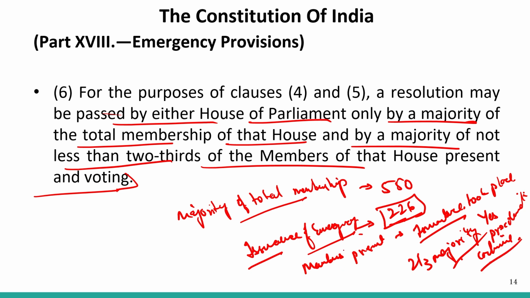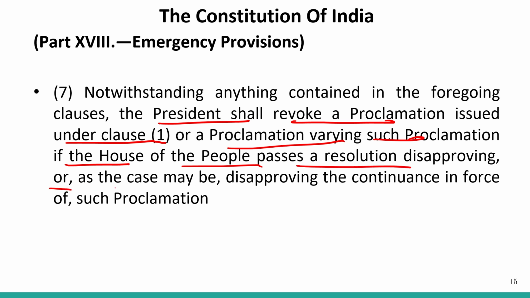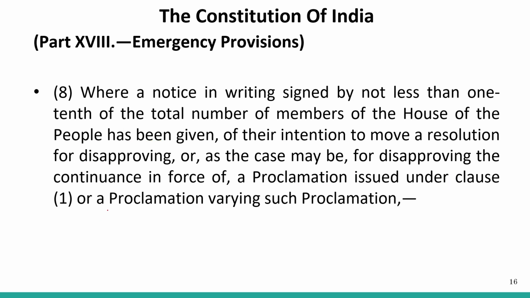Else, if the house has not given, then it will by default be understood that they have disapproved it, and then by default that 1 month time period will only be taken into consideration. Notwithstanding anything contained in the foregoing clauses, the President shall revoke a proclamation if the House of the People passes a resolution disapproving the continuance in force of such proclamation. So if the Lok Sabha, the lower house, says that this proclamation should not continue, at that point of time itself, the proclamation shall stop.